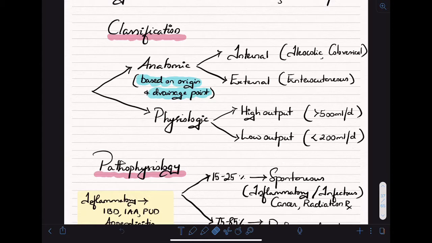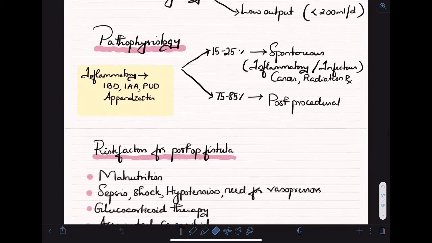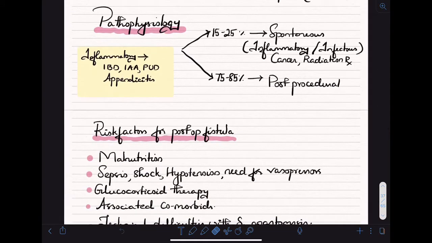Coming to the pathophysiology of gastrointestinal fistulas, 15 to 25% of them are spontaneous. That happens because of inflammatory, infectious, cancer, or radiation treatment causes. And the majority, that is 75 to 85%, is post-procedural. The inflammatory causes can be IBD, intra-abdominal abscess, PUD, appendicitis.